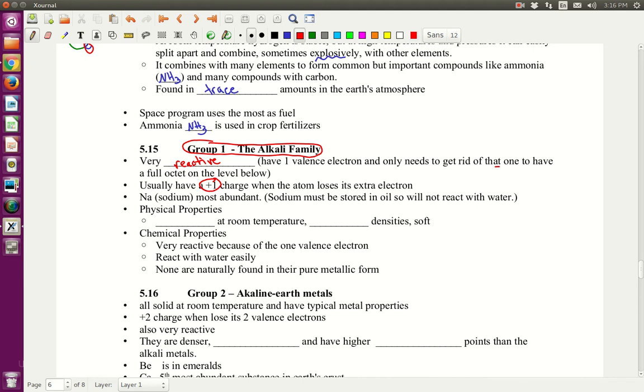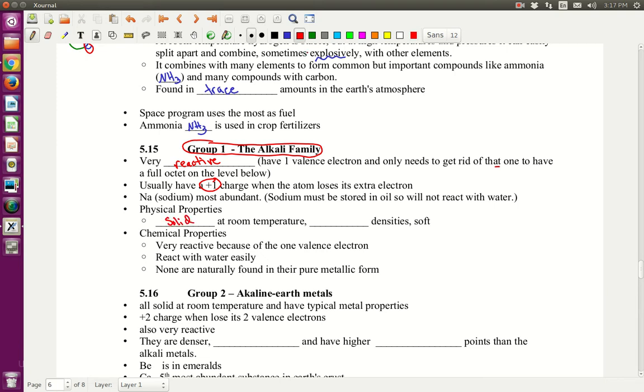You need to know these things that I'm putting in red. Sodium is the most abundant. Sodium must be stored in oil, in fact, so it won't react with water. They are gases. We're talking about metals now. They're solid at room temperature.